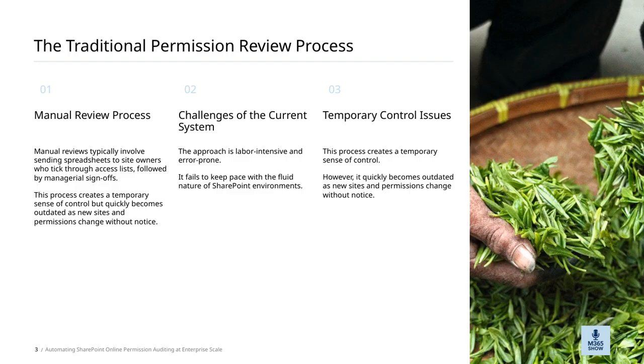So, although it might seem manageable at first, it quickly becomes a challenge to maintain an accurate, up-to-date picture of permissions. That's why relying solely on manual reviews isn't sustainable for enterprise-scale environments. We need a more automated, reliable approach to ensure permissions are current and secure.